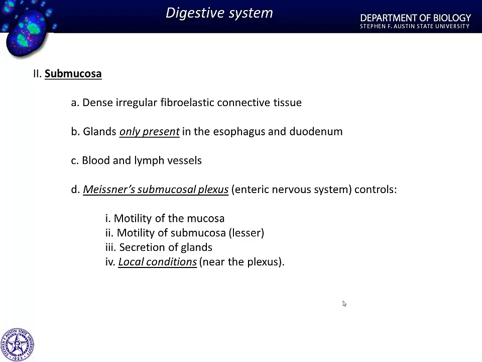We'll have many blood vessels, lymphatic vessels, and this is where we are going to have a special nerve plexus or network, and this is called the Meissner's submucosal plexus. It's part of the enteric nervous system and the autonomic nervous system. And so Meissner's is going to be functioning for the motility of the mucosa, to a lesser degree the motility of the submucosa, but the primary reason, secretion of glands. Now, this particular plexus, part of the nervous system, is going to control very local conditions near where these nerve plexes are present to begin with. We have a deeper one that's going to be more of a global, broader control center, and we'll talk about those as we get there.